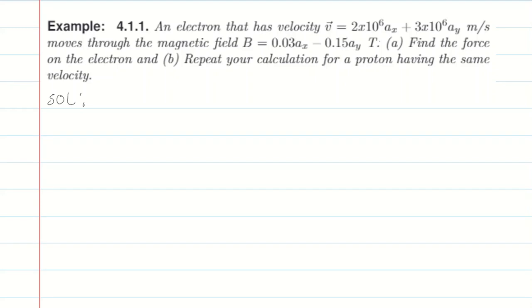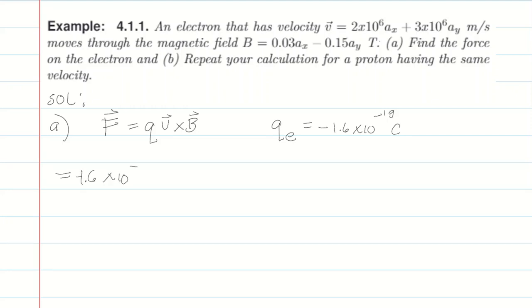So what we will do here is, for letter A, we will be using the first formula, F is equal to Q, the velocity cross product with the magnetic field. Now, the Q here, because we want to solve for the force that is exerted on an electron, we need to use the charge of an electron. What's the charge of an electron? It's a constant, it's on the calculator, it's equal to negative 1.6 times 10 to the negative 19 coulomb. So we will use that one. So solving for the force, negative 1.6 times 10 to the negative 19. We multiply this one with the cross product between the velocity and the magnetic field.